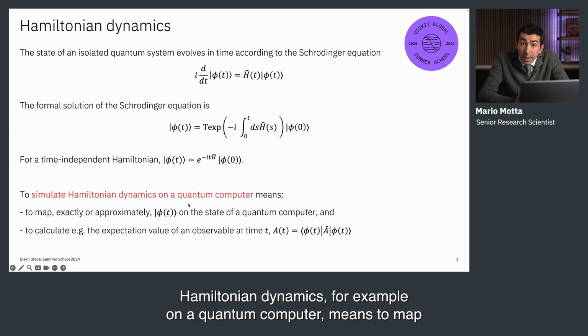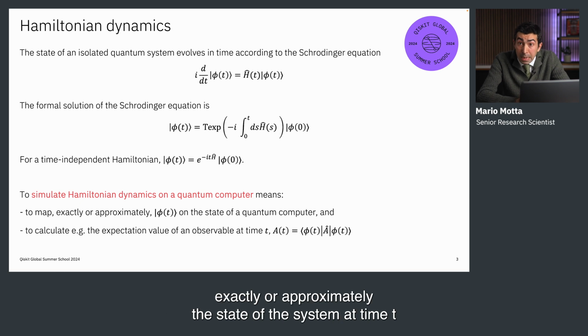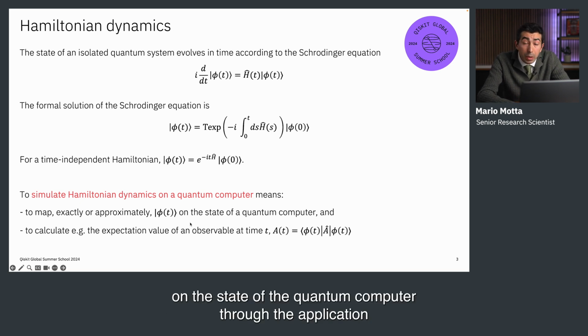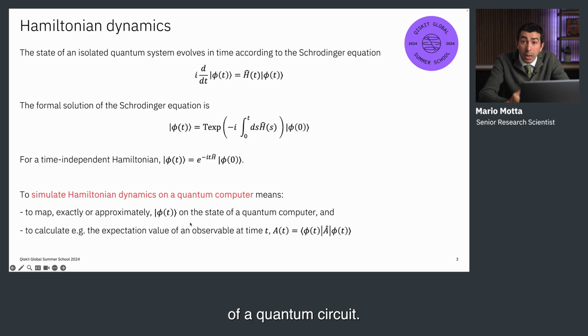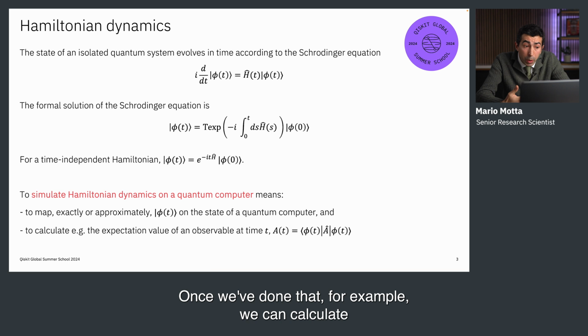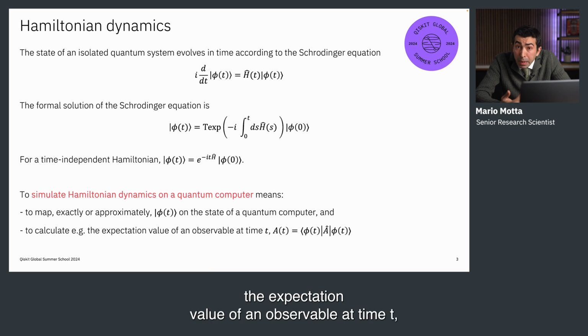Simulating Hamiltonian dynamics, for example, on a quantum computer, means to map, exactly or approximately, the state of the system at time t onto a state of the quantum computer through the application of a quantum circuit. And once we've done that, for example, we can calculate the expectation value of an observable at time t.